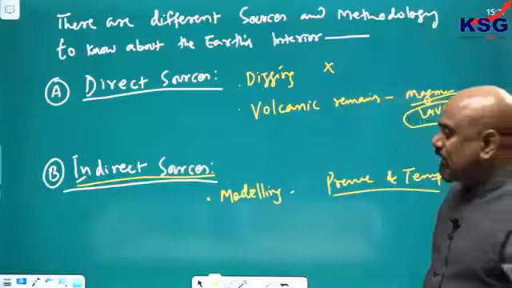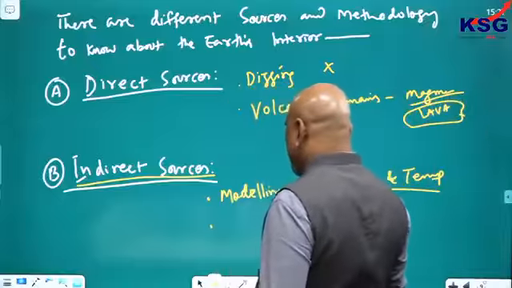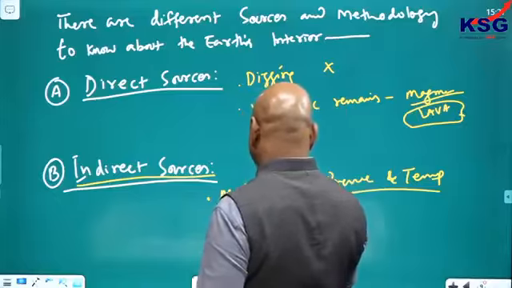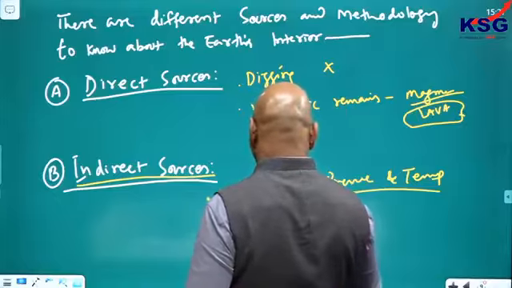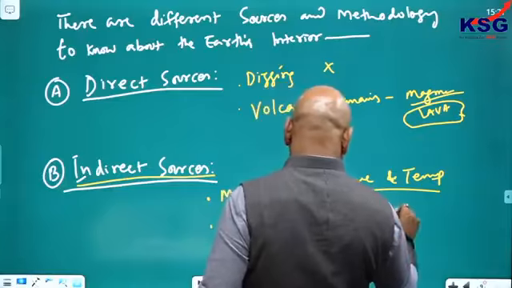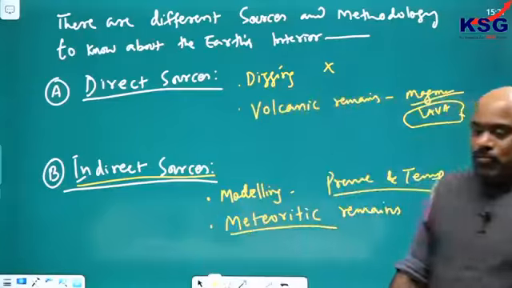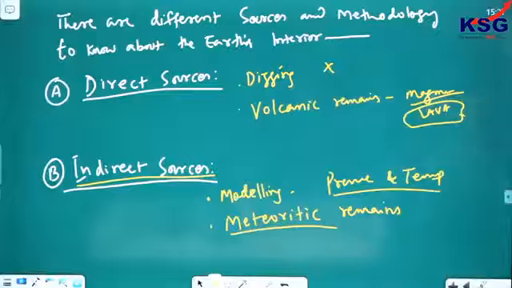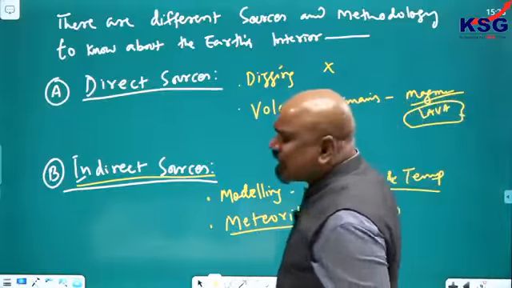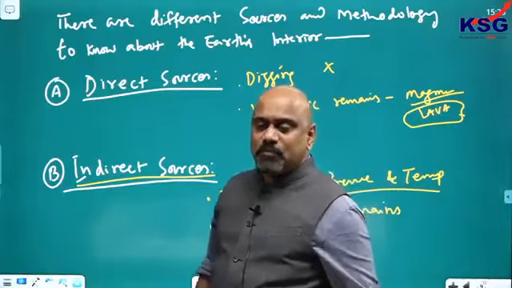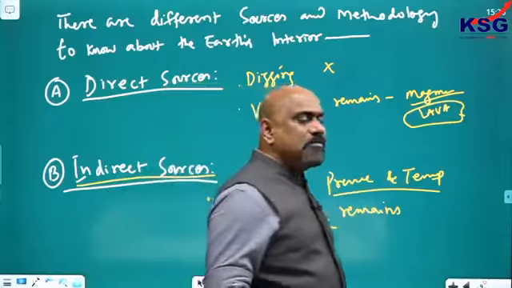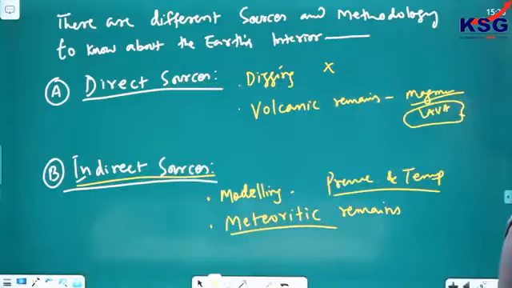Another one is by studying the meteors, meteoritic remains. That is meteor, shooting star, while they come in contact with the earth's atmosphere, they burn out and leave their remains. Sometimes we get their remains also. These are mostly metallic in nature. Their remains also say that the earth's interior has a metallic core.